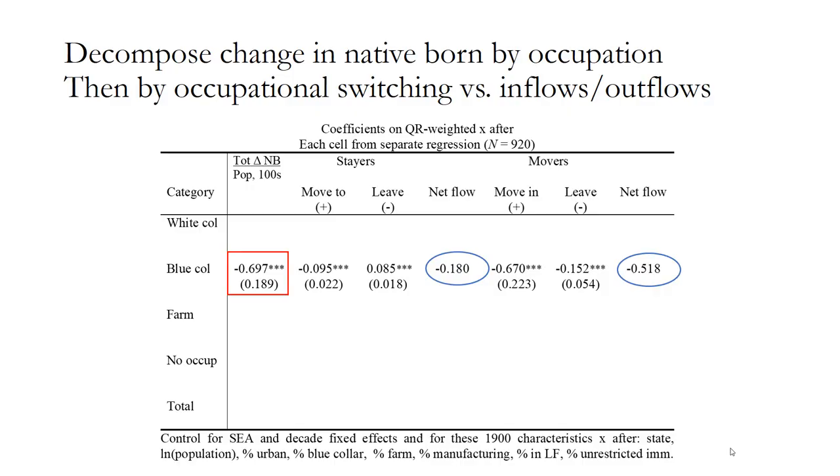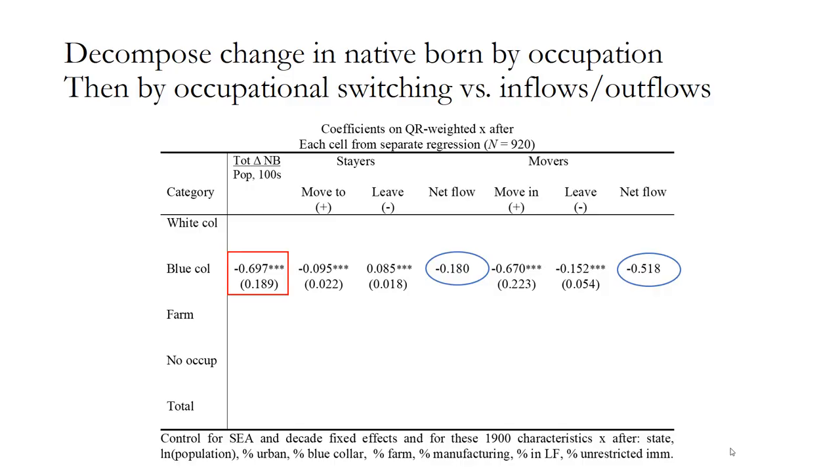And then you can also decompose in this direction, because if the number of native-born in blue-collar positions is falling, it could happen for two reasons. It could be that no one is moving in or out, but you have people flowing out of blue-collar work into something else after the policy. Or it could be that no one who stays changes occupation, but you just have inflows and outflows of blue-collar type workers leaving, or people who would take blue-collar worker jobs not coming in. And what we find is a little bit of both.